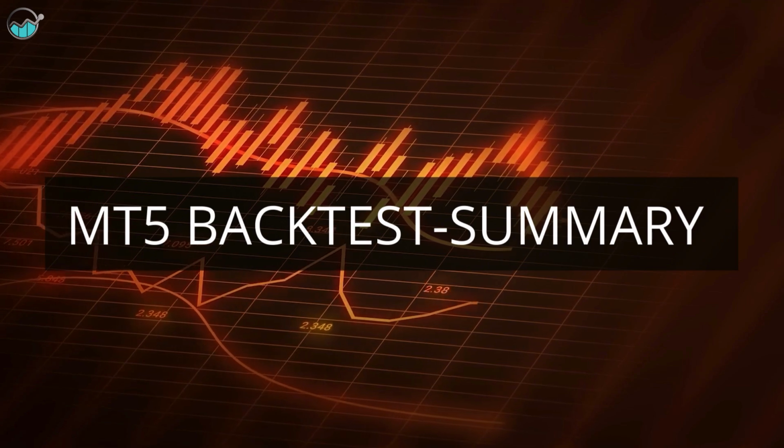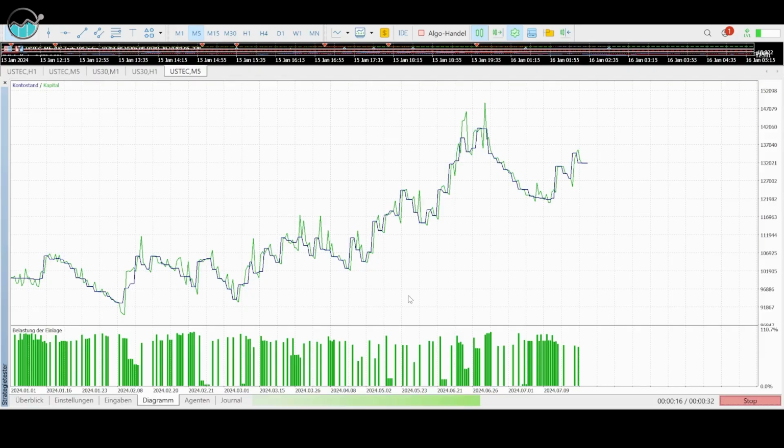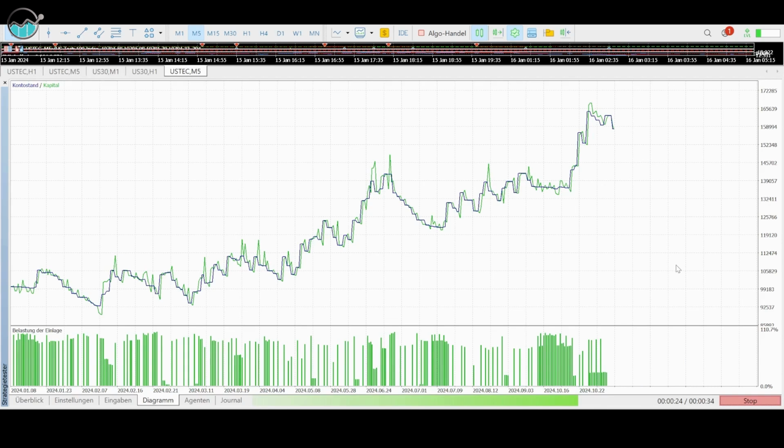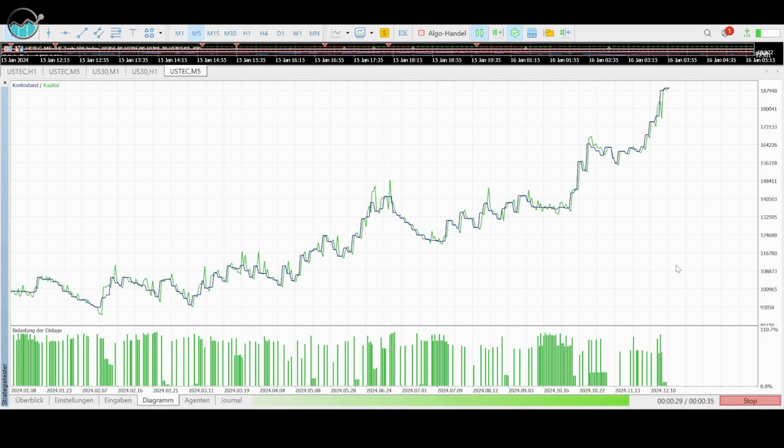MT5 backtest summary. We have also implemented this strategy for MetaTrader 5, since many brokers offer a native MT5 connection and don't require webhook bridges as with TradingView. This reduces technical disruptions and increases the reliability of the system significantly in live operation.